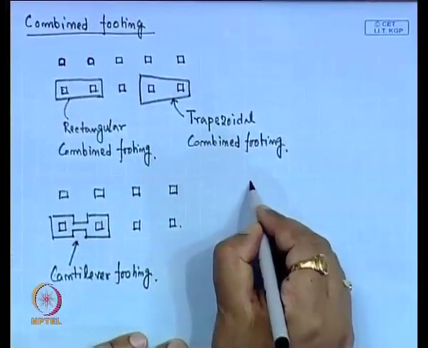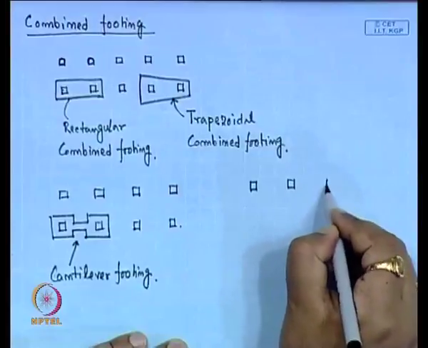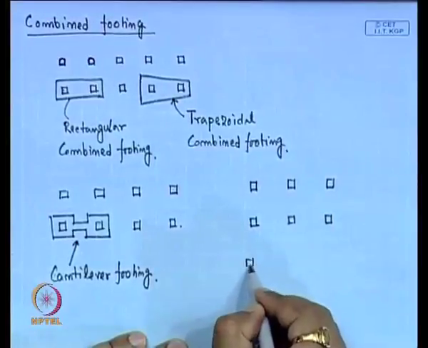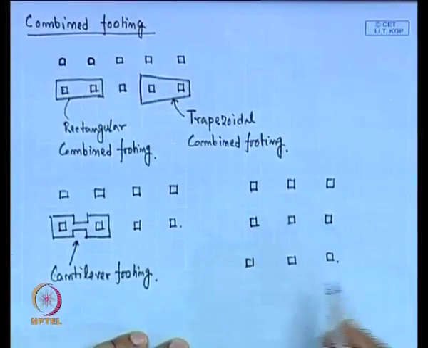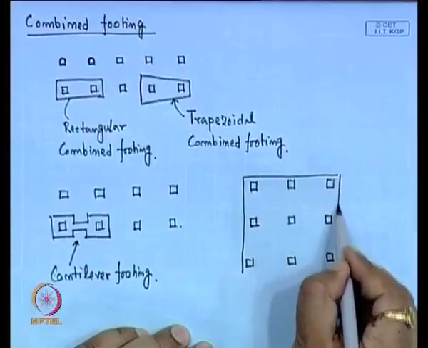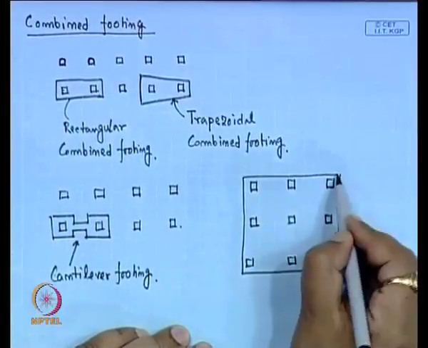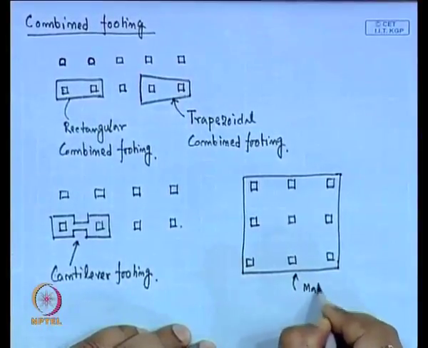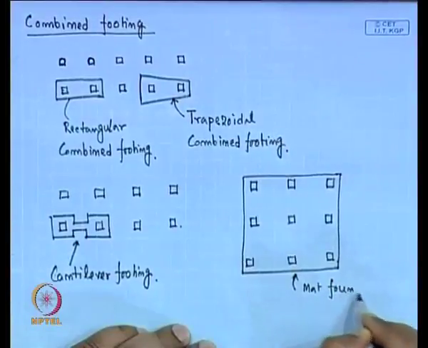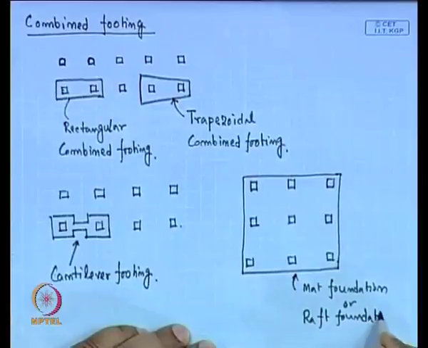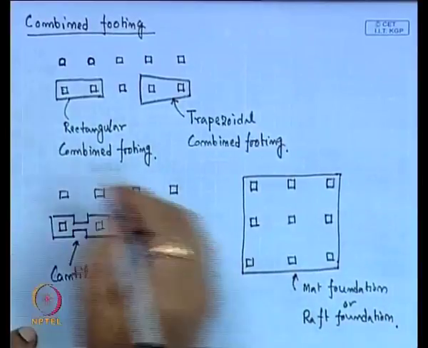Now, if this is the column arrangement of the building, and we combine the entire area of the proposed building by one single footing, then this type of footing is called the mat foundation or raft foundation. So, these are the different types of combined footings.